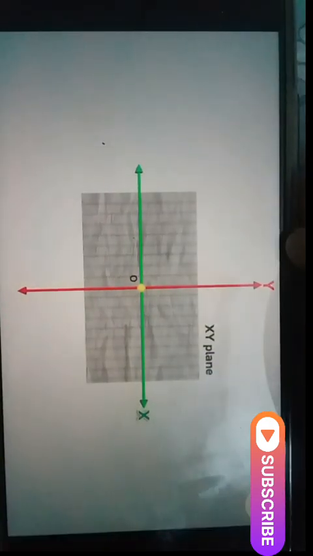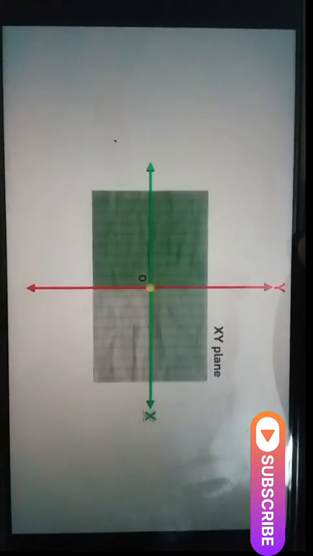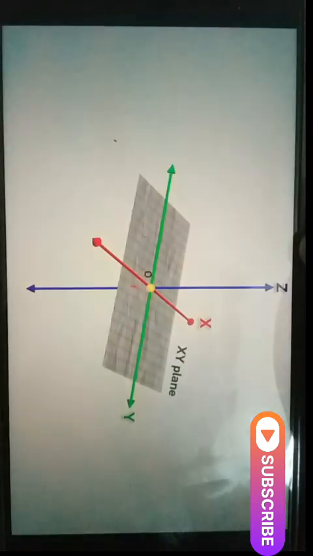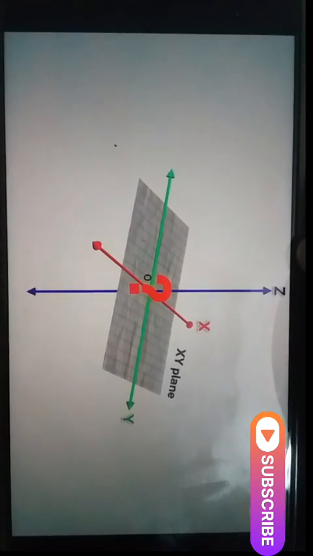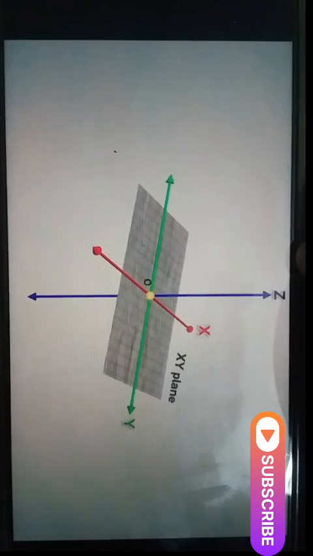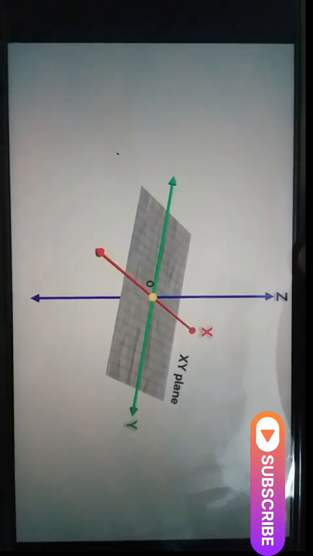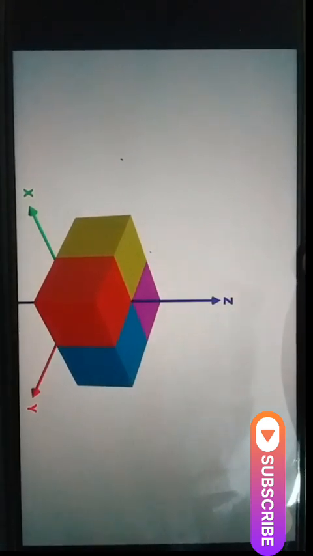We know that the X and the Y axis divide the XY plane into 4 parts. How many parts do the X, Y and the Z axis divide our 3-dimensional space into? Let's find out using a simple example. As this is a 3-dimensional figure, let's use cubes to represent the parts.